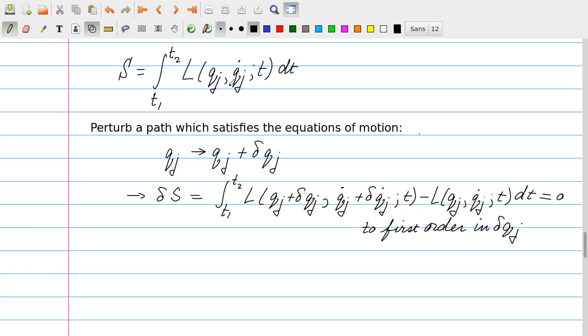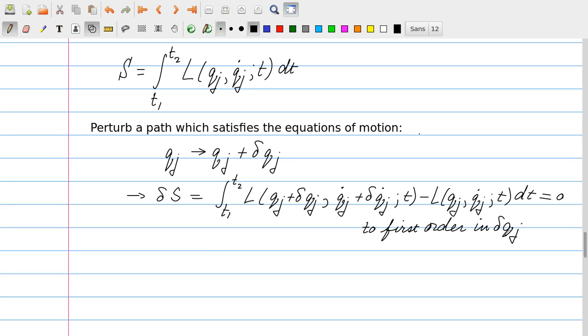Now we perturb the path which satisfies the equations of motion, because that's the path we are trying to find. We try to find the path which satisfies the equations of motion, and for that path it should hold that if we perturb it slightly, then the change that is caused in the action, so the delta S, should be 0 to first order in the delta Qj's.